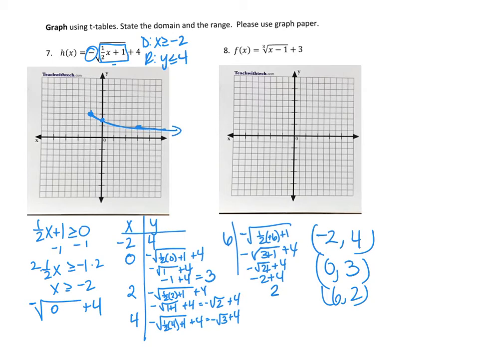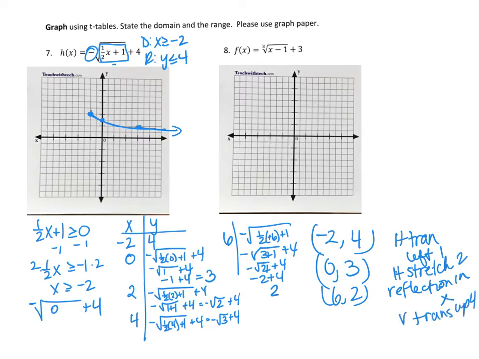And if you're asked to describe that, that is a horizontal translation, just as a side note, left 1, a horizontal stretch with a factor of 2, which is why it moved from 1 to 2. That's a reflection in x, and then it's a vertical translation up 4.